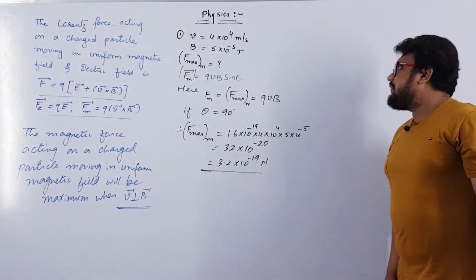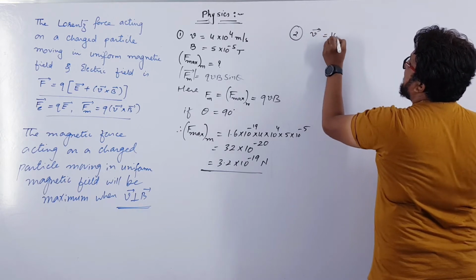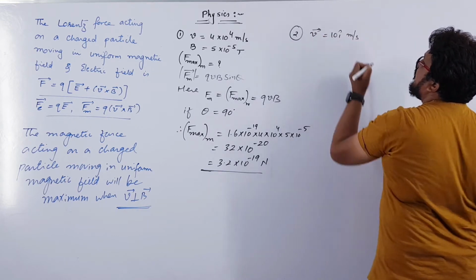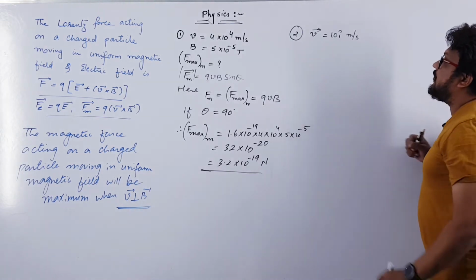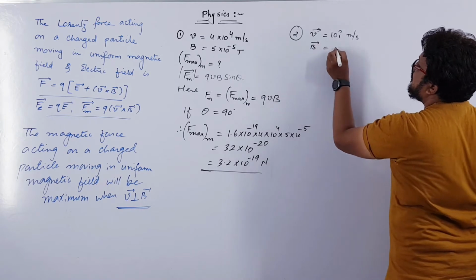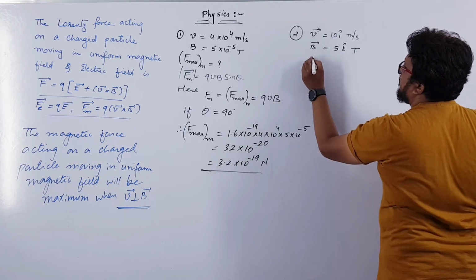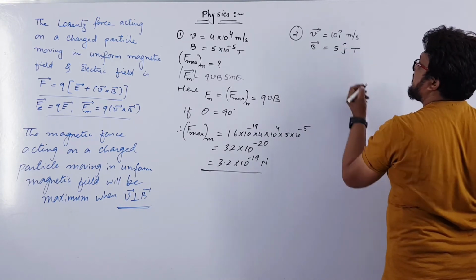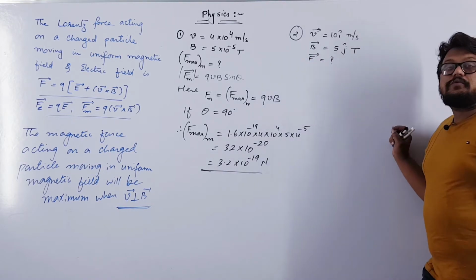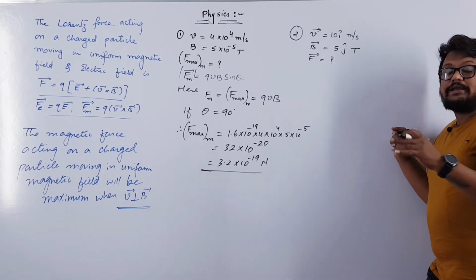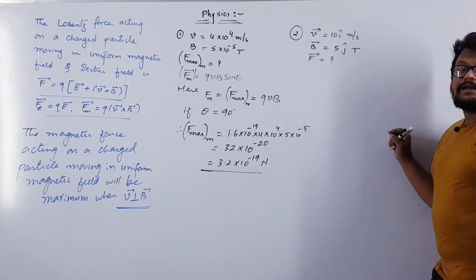In the same way, suppose we have a proton. A proton is moving with a velocity of 10 i cap meter per second in a uniform magnetic field of 5 j cap Tesla. Then find the magnetic force acting on it.